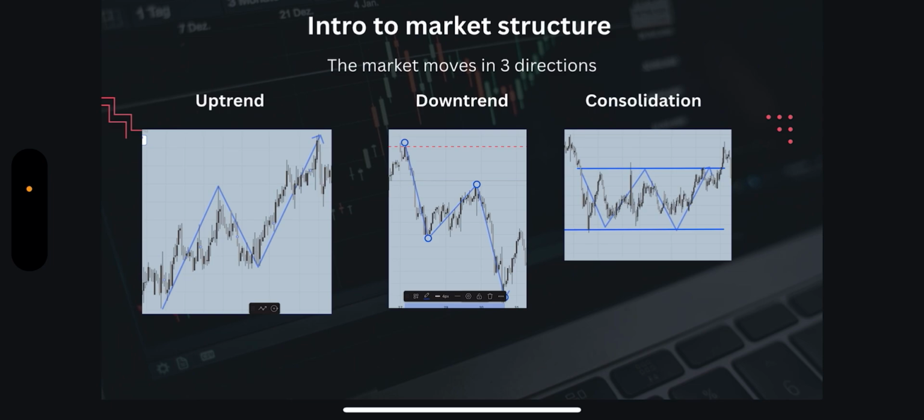And then consolidation is just when price is ranging between two areas. So there should be an area above where price is consistently rejecting off of, and then an area below where price is consistently rejecting off of. So we should have resistance at the top, support at the bottom, and price is basically ping-ponging between those two lines and staying in that zone. We're not making any new highs. We're not making any new lows. Price is just going back and forth in that area, and it's ranging, and that would be consolidation.